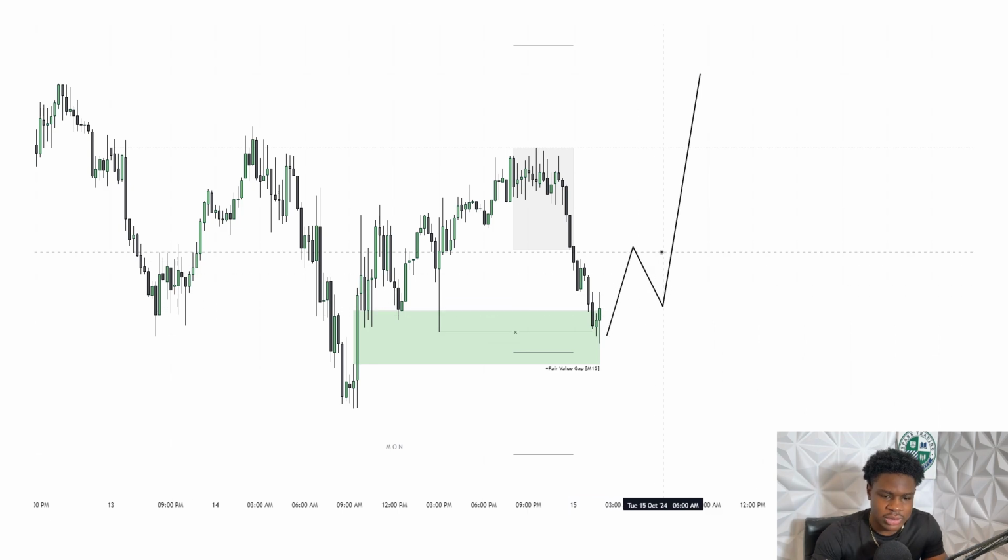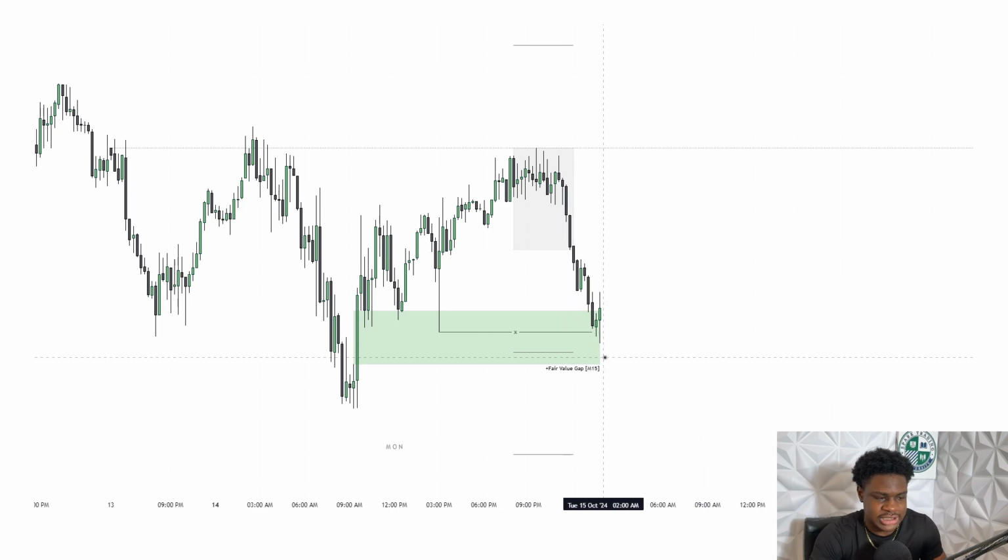This is just one of the strategies that you can use during the London session to catch some really big ranges. So the London session is just about to open up. I want to see if we can get some type of break of structure to the upside and then coming back into some type of fair value gap or order block level for a continuation higher.